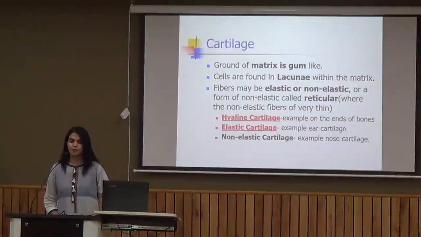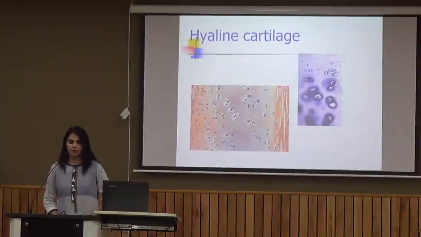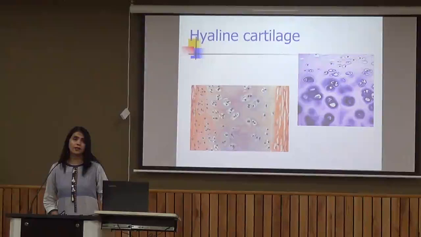Now the next is cartilage tissue. The ground or matrix is gum-like. The cells are found in lacunae within the matrix. Fibers may be elastic or non-elastic, or a form of non-elastic called reticular. We have two types of cartilage: hyaline cartilage and elastic cartilage. Hyaline cartilage is present on the ends of the bones, and an example of elastic cartilage is the pinna of the ear. Non-elastic cartilage is, for example, the cartilage present in the nose. Now these are the diagrams of hyaline cartilage.